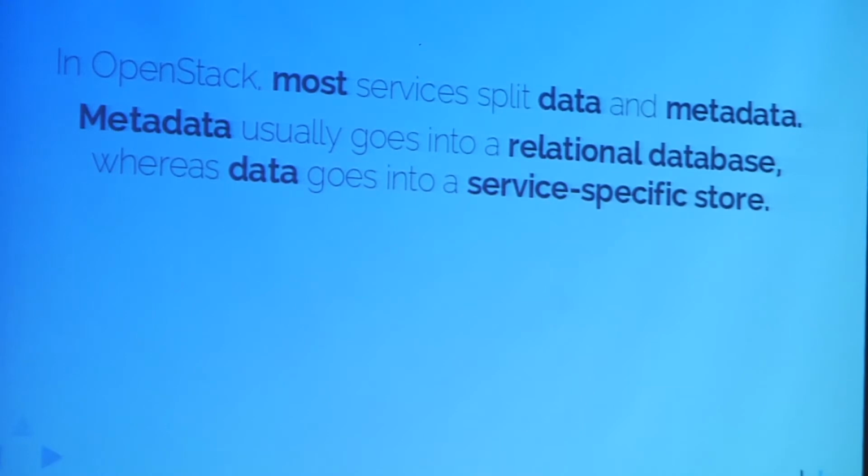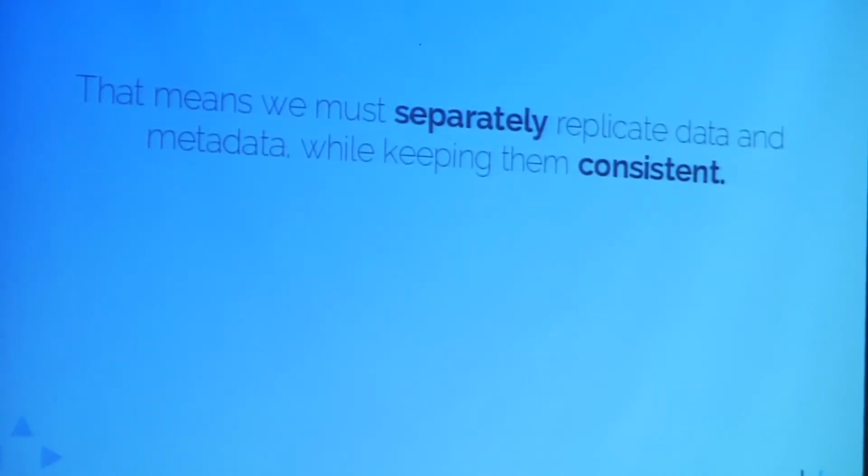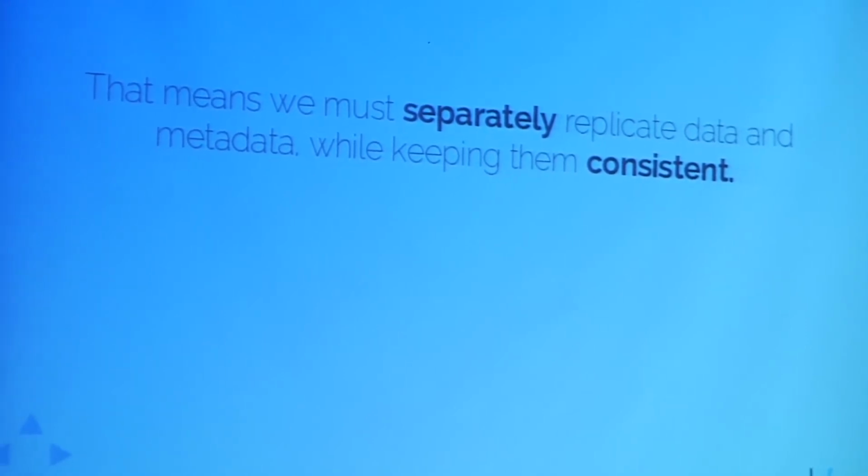Okay. Now that we have this split between data and metadata, that means that when we are talking about replication in a globally distributed cloud, we must separately replicate the data and metadata while also keeping them consistent. Consistent in and unto themselves, but also consistent with respect to each other. Now, unfortunately, that is practically impossible. Why is that impossible? Well, it's impossible because of this.